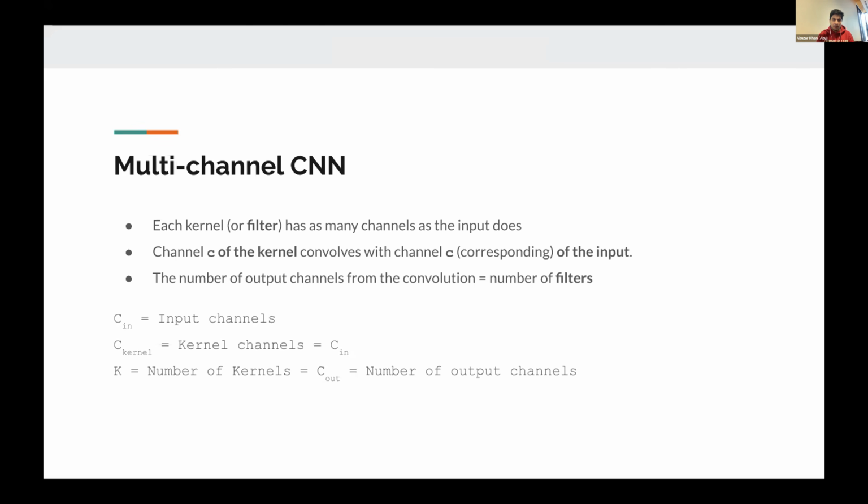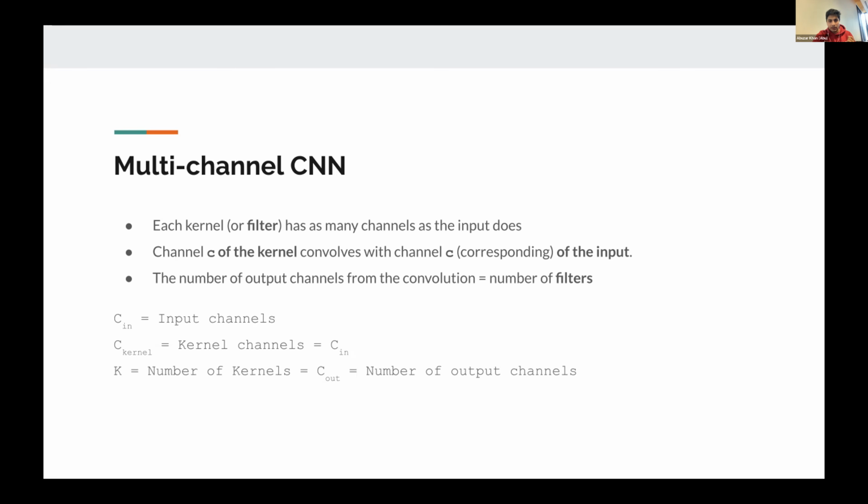Of course, this will become clear once we go through an example, but it helps to keep these things in mind as we're going through it. So to summarize, we have some number of input channels. Each kernel that we define will have as many input channels as the input image does. And the number of kernels defines how many output channels we'll have after the convolution is done, right?